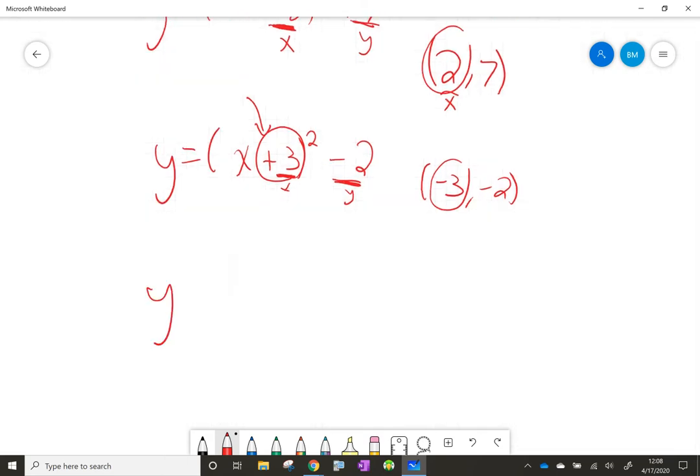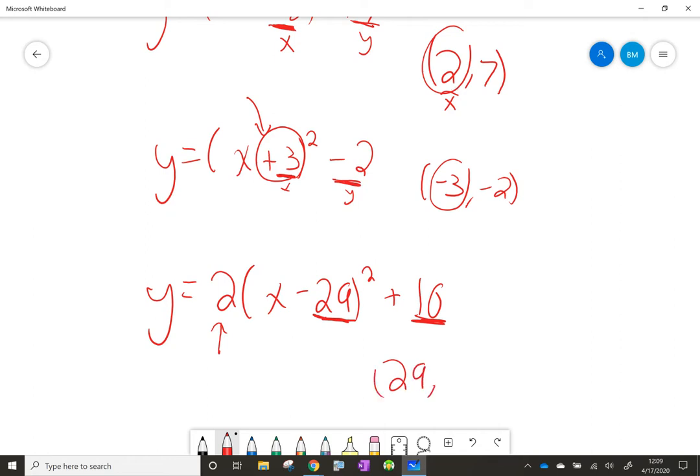If I give you one more, let's say y equals 2 times (x minus 29) squared plus 10. The 2 is not really relevant as far as the vertex goes. The vertex is still the h and the k value that's in that equation. So of course, this would be a vertex of a positive 29 and then 10. So the vertex would be the point 29, 10.